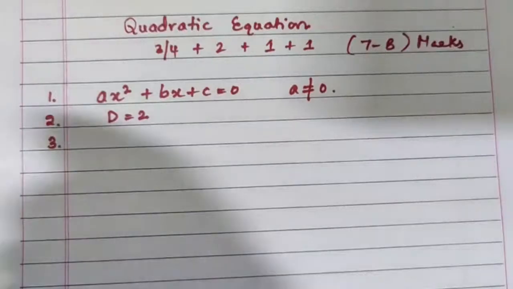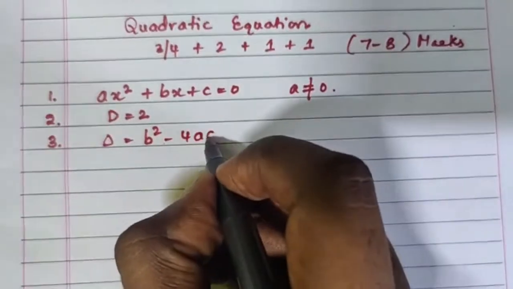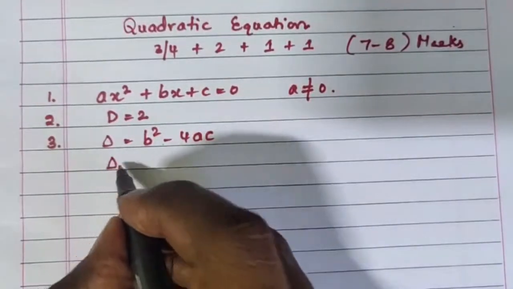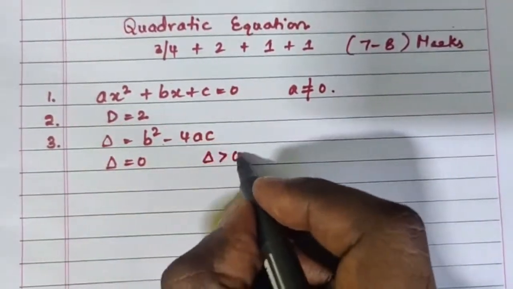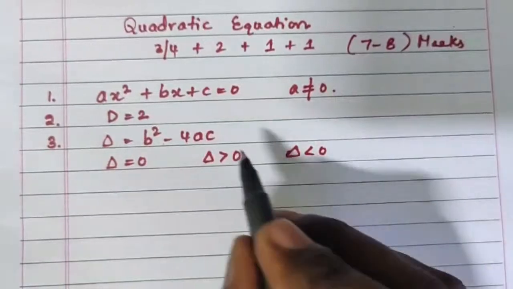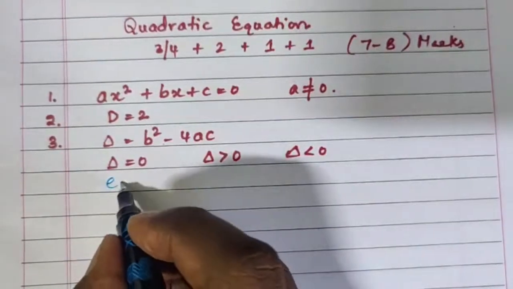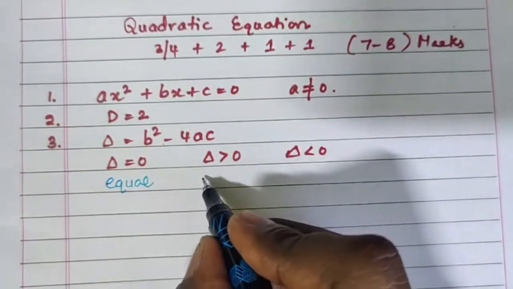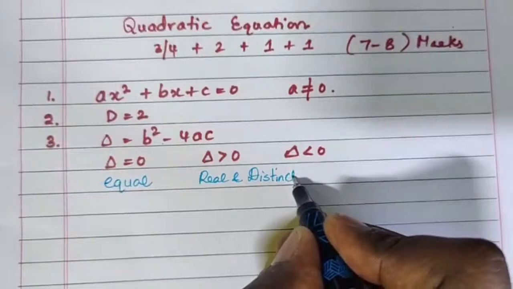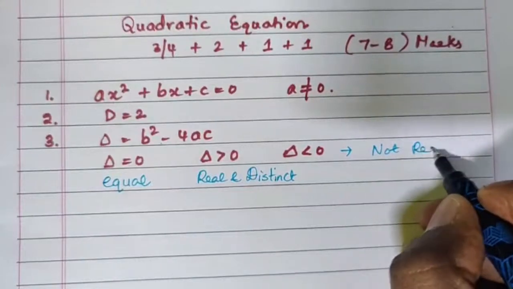And based on the discriminant, delta equals b square minus 4ac. Delta equals b square minus 4ac. If delta is equal to 0, or delta is greater than 0, or delta is lesser than 0, based on this we'll have a 2 mark question, otherwise finding the value of k, otherwise a 1 mark question. If delta equals 0, roots are equal. If delta is greater than 0, roots are real and distinct. Less than 0, roots are not real: no real roots, or imaginary roots.